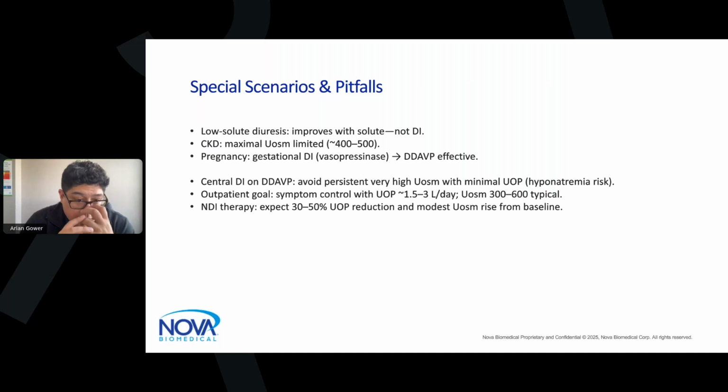We didn't talk a lot about pregnancy, but remember, that ADH system is fully intact in pregnant patients, and they just have an enzyme, vasopressinase, that breaks down antidiuretic hormone. So if you can introduce high enough doses of DDAVP, you should be able to overcome this loss, and that has been shown to be a proven effective treatment for gestational diabetes insipidus.